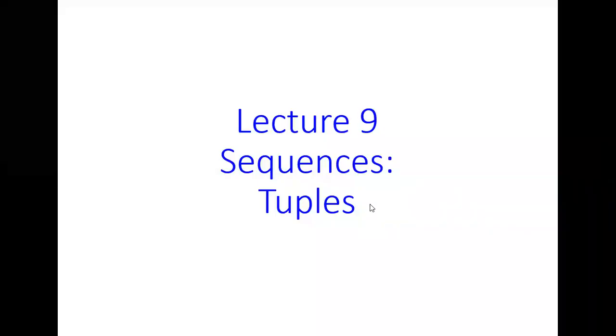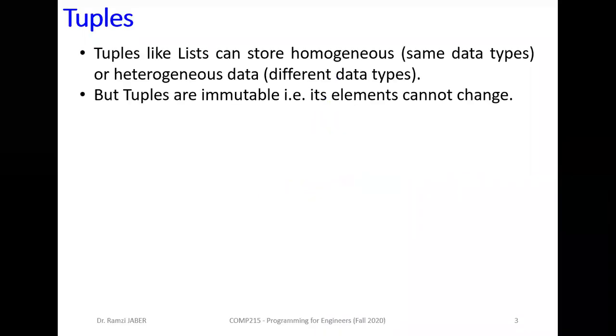Hello everybody. Today we'll continue sequences by defining tuples. Tuples, like lists, can store homogeneous and heterogeneous data. But tuples are immutable, whereas lists are mutable. Mutable means we can change its elements, okay? But tuples are immutable. Their elements cannot be changed, okay? We cannot change the element.